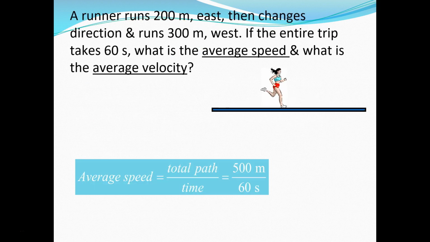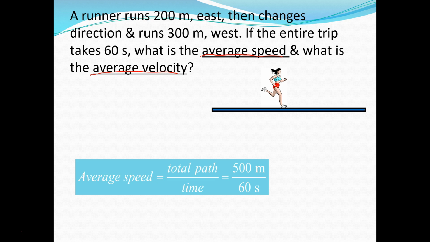Now, one thing we're going to look at is we want to say, well, what's our average speed and what's our average velocity? Because those are two important quantities. They tell us what the average motion is. Well, in this case, we know that a runner goes 200 meters east, changes direction, and runs 300 meters west. The entire trip takes 60 seconds. Holy cow, that's pretty fast.